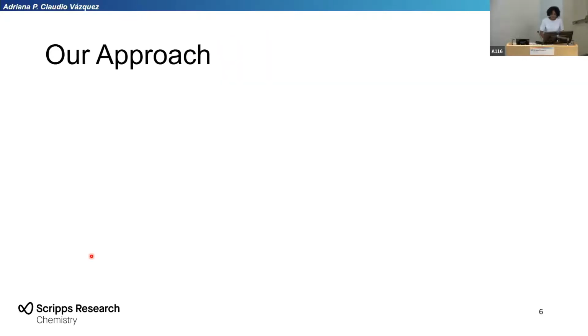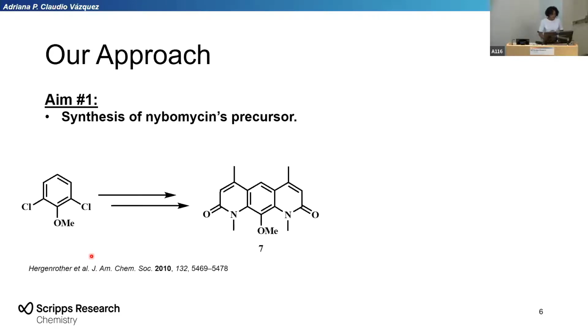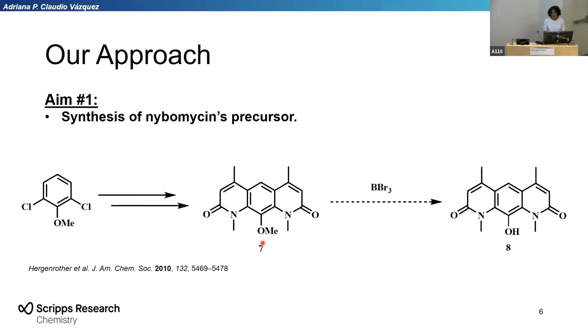So my project this summer has been divided into two aims. The first is to synthesize vancomycin's precursor, and we were planning on doing this by following the Herzon Brothers synthesis that was published a few years ago, to obtain a molecule that's very similar to the precursor but has a methyl ether in the position where the phenol is supposed to be in vancomycin's precursor. We were planning on treating this compound 7 with boron tribromide to demethylate the ether and obtain the phenol group.